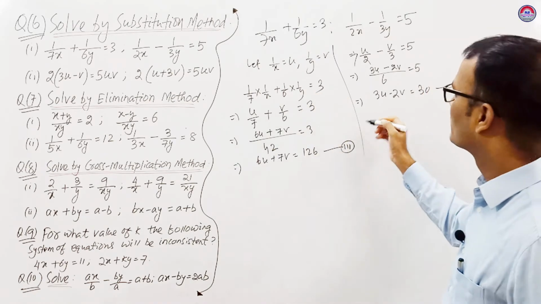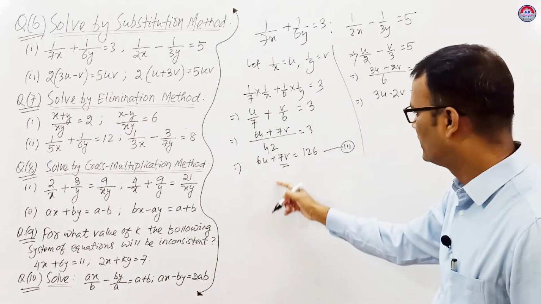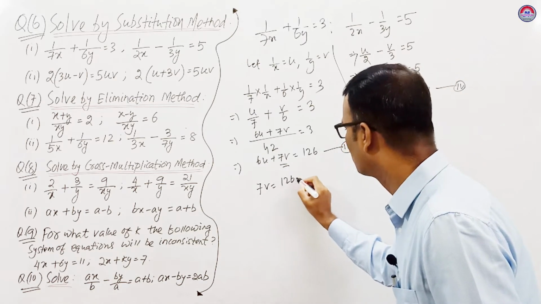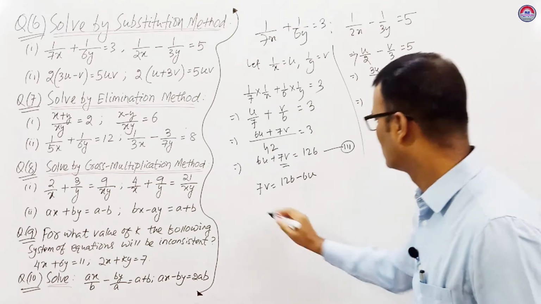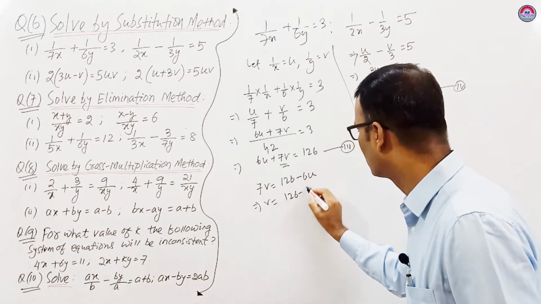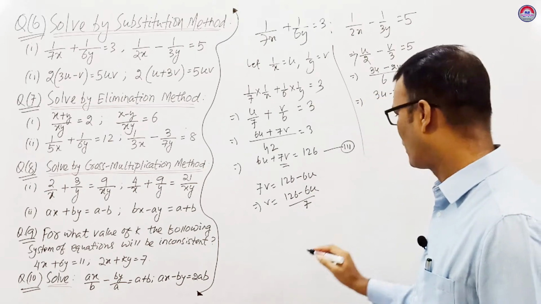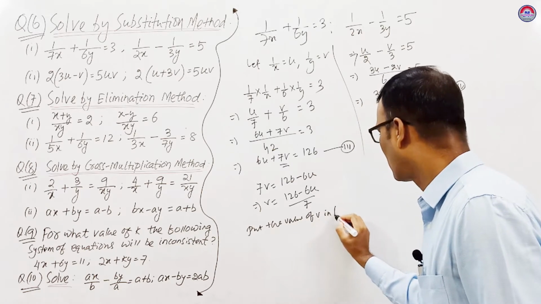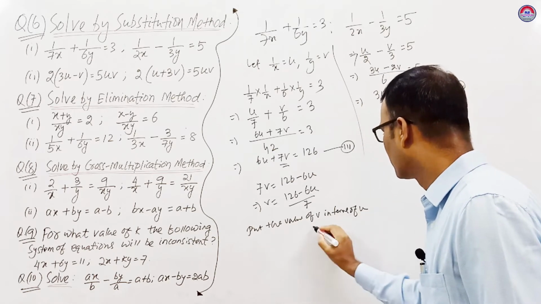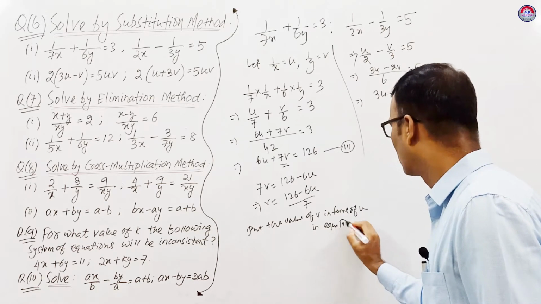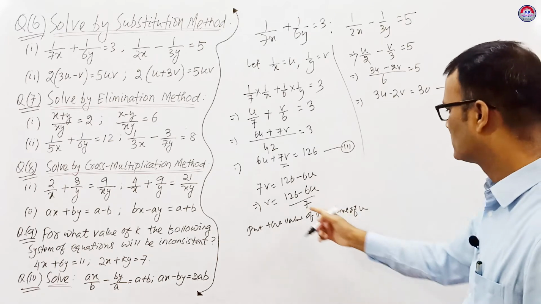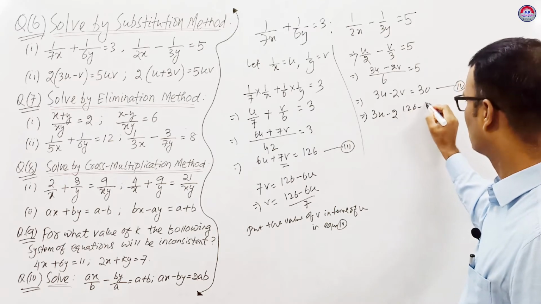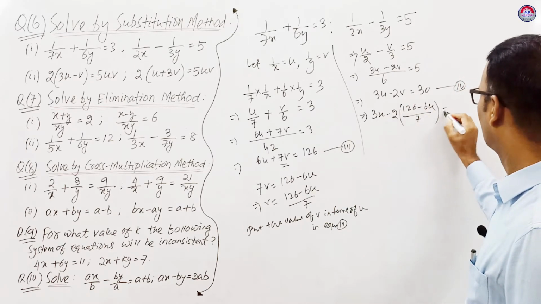You see here, what is substitution method? First you find v in terms of u, then put it in the other equation. So here you see 7v equal to 126 minus 6u. That implies v equal to (126 minus 6u) by 7. Now put the value of v in terms of u in equation 4. So we write 3u minus 2 into (126 minus 6u) by 7 equal to 30.